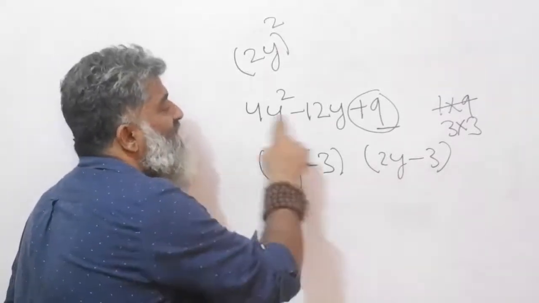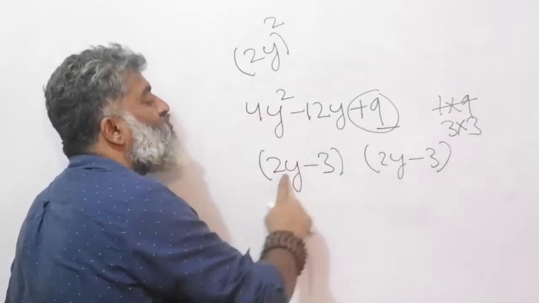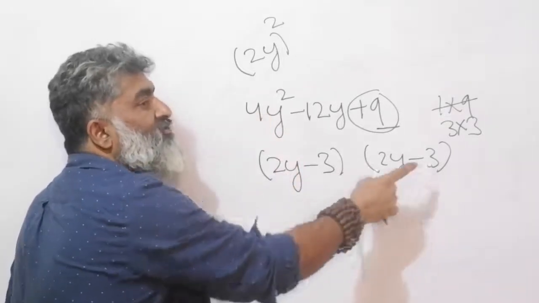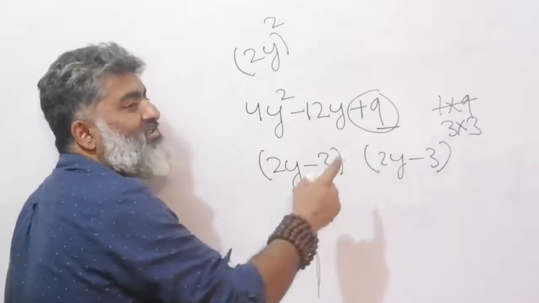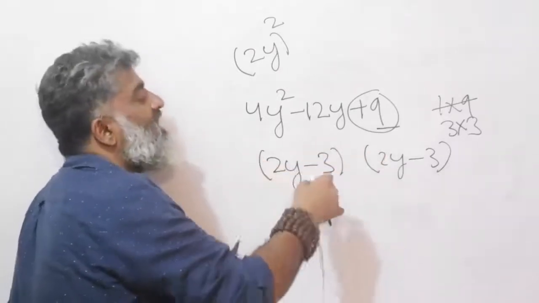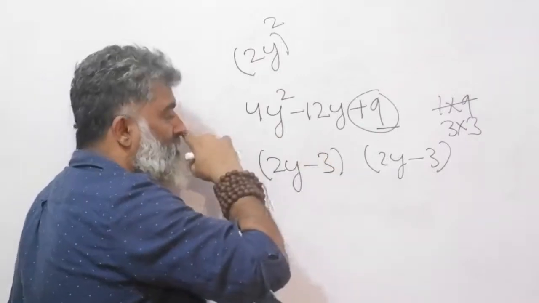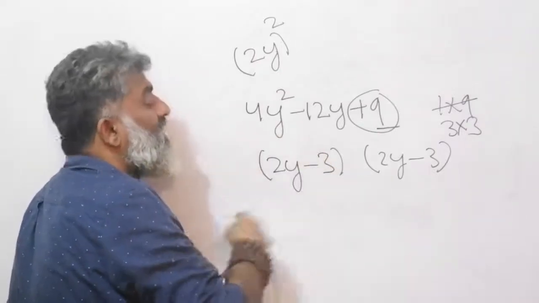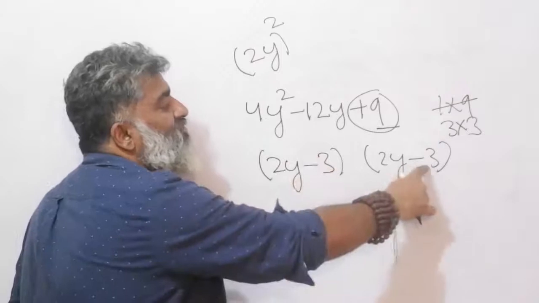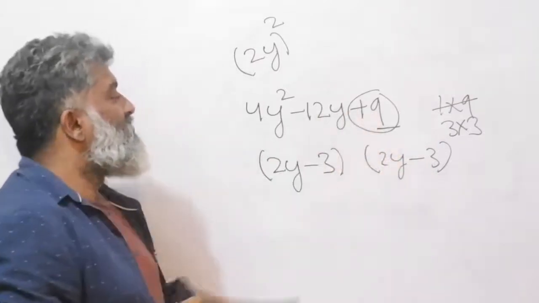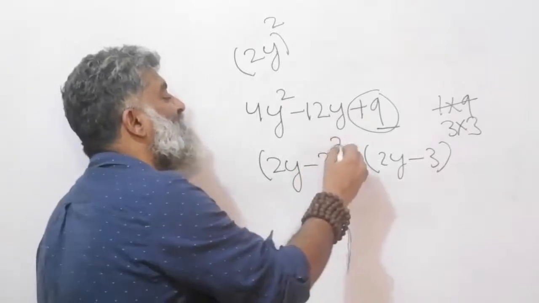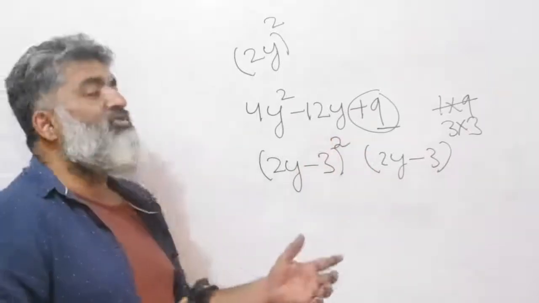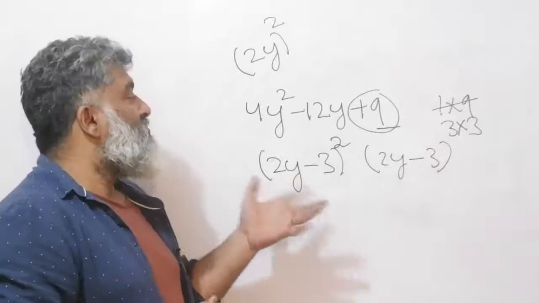So 2y into 2y gives you a 4y square. 2y into minus 3 gives you a minus 6y. Minus 3 into 2y gives you a minus 6y, which is a minus 12y in total. And then finally minus 3 into minus 3 gives you a plus 9. So 2y minus 3 into 2y minus 3, or 2y minus 3 whole square, is also something that you can rewrite it as.